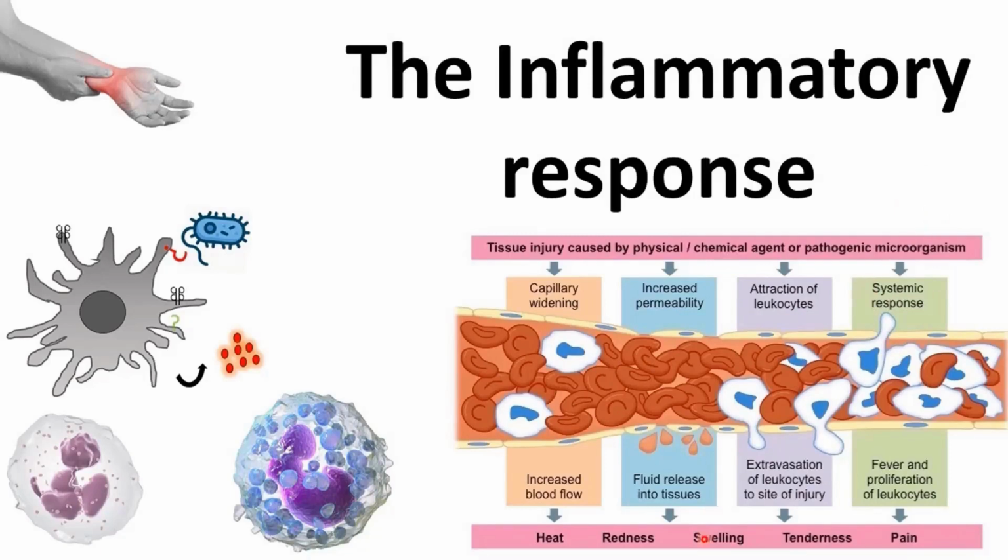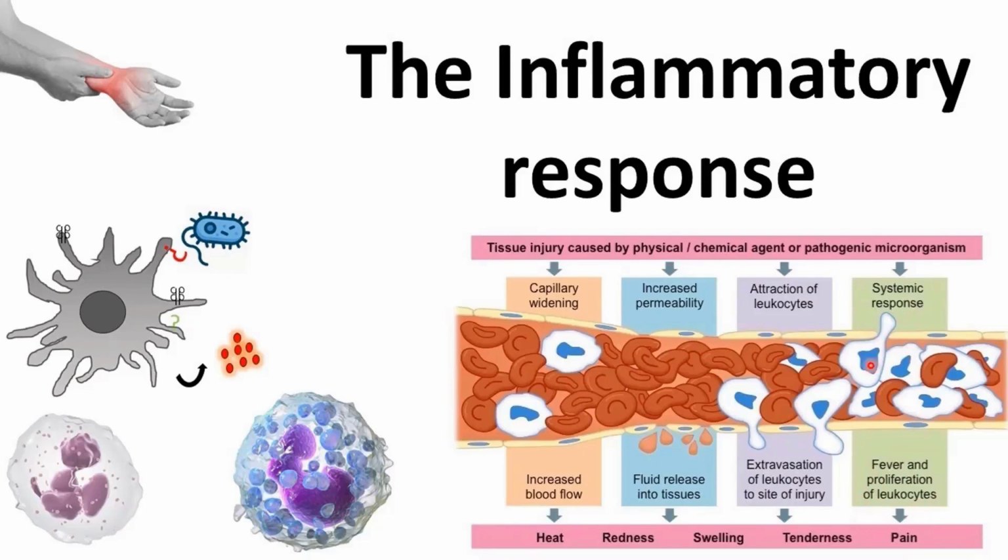Now this fluid is released into the skin tissue where the damage has happened. After these white blood cells go there, they are going to attract more white blood cells. So extravasation of leukocytes to the site of injury means that these white blood cells are going to enter the site of injury. Then there's going to be a systemic response, which means that apart from this movement of leukocytes to the site of injury, the body is going to respond in other ways. Maybe it is going to increase the temperature or call more white blood cells to the site of injury.